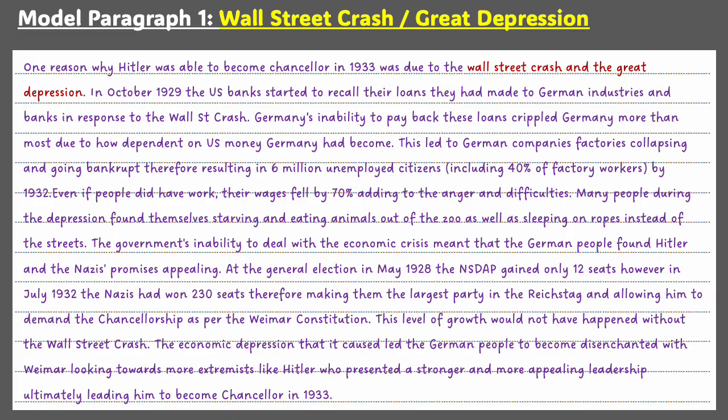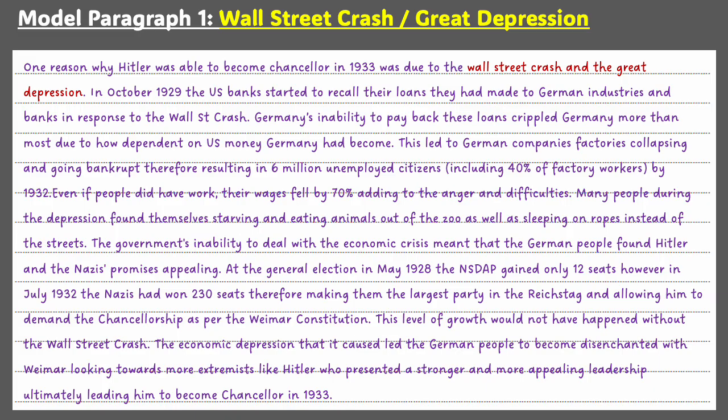Nice fact, got to be in there, as well as that lovely little fact, about 40% of factory workers by 1932. Even if people did have work, their wages fell by 70%, adding to the anger and the difficulties. So we'll keep loading this paragraph up with reasons why they're going to go to an extreme party. All right. Many people during the Depression found themselves starving and eating animals out of the zoo, as well as sleeping on ropes instead of on the streets. Again, lovely evidence as to what this Depression looked like in reality.